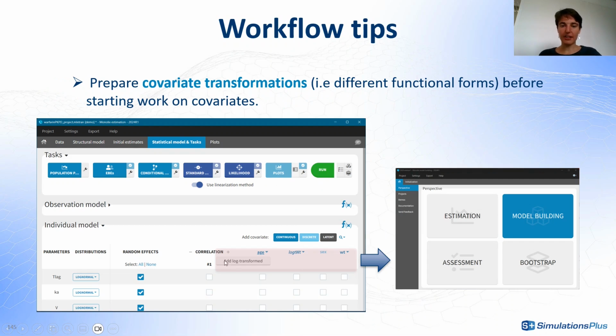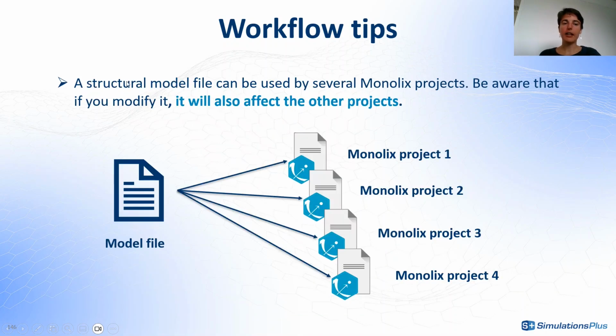If you want to use several functional forms for covariates, remember to prepare them in advance, exactly as I have shown to you in the first example, and then they will be available in the automated covariate search procedures. And finally, a structural model file, if you have defined it by yourself, not from the library, as I have done for the TMDD model, can actually be used by several Monolix projects. So if you modify it, be careful that it might also affect other projects. So here too, it's better when you modify to just give it a new name.